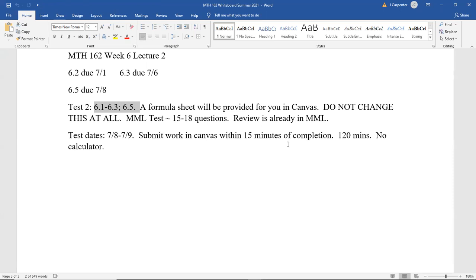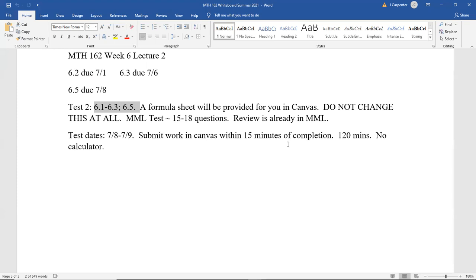So how's test 2 going to work? It's going to be a shorter number of questions. Test 1 was 25? Test 2 is going to be in the ballpark of 15 to 18 because some of these problems are a little lengthier. You've got your formula sheet. This is a no notes, no books, no calculator test still.